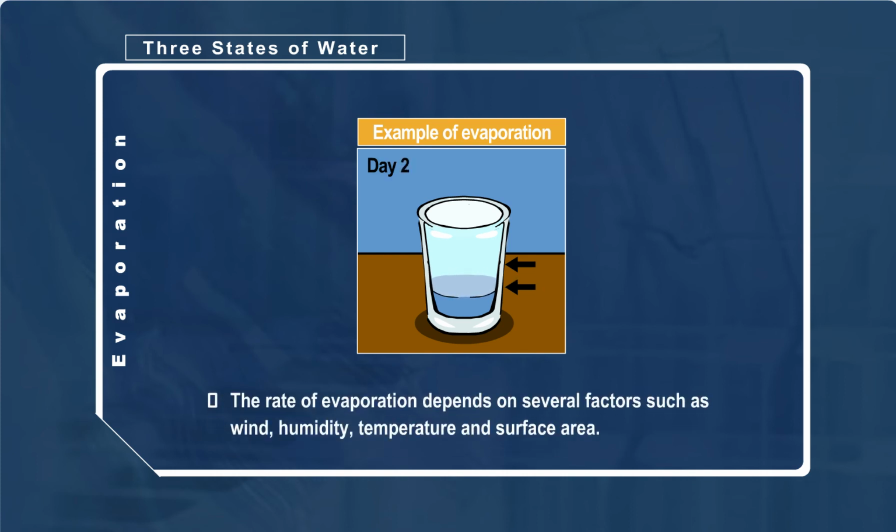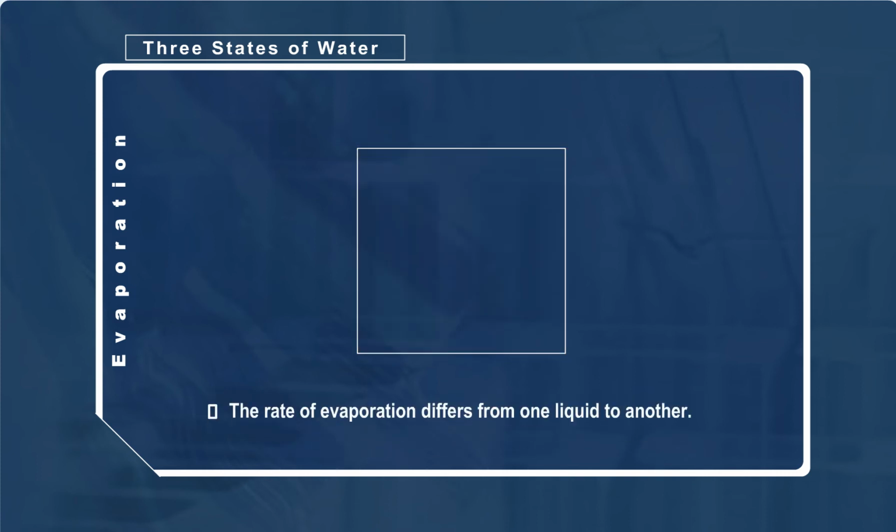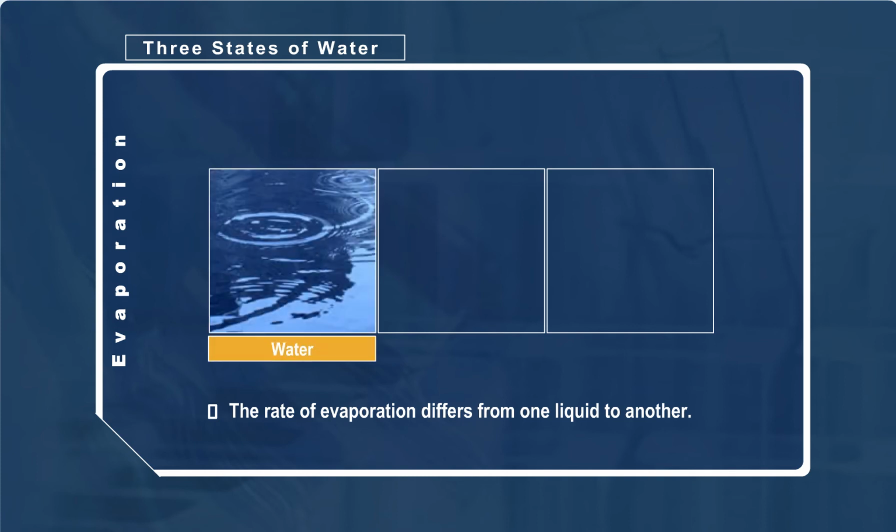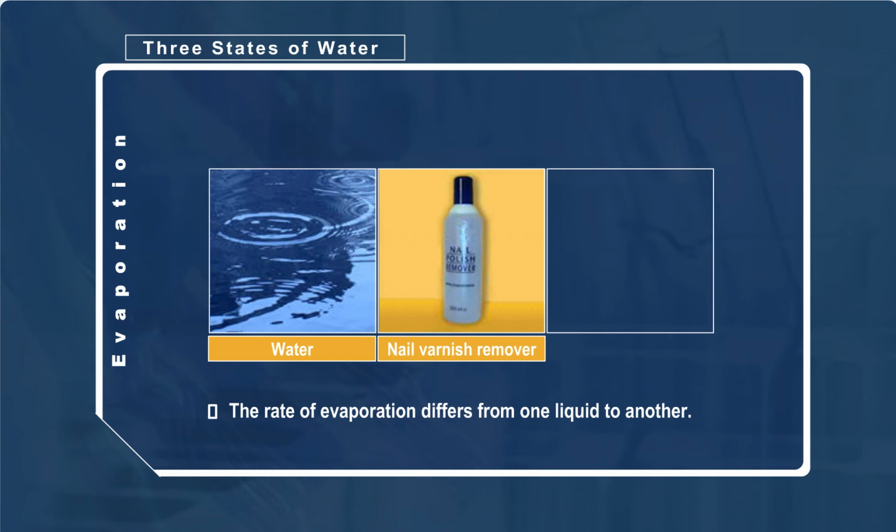The rate of evaporation depends on several factors, such as wind, humidity, temperature, and surface area. The rate of evaporation also differs from one liquid to another. For example, water evaporates more slowly than nail varnish remover, but it evaporates more quickly than cooking oil.